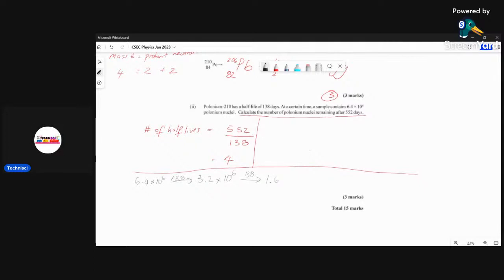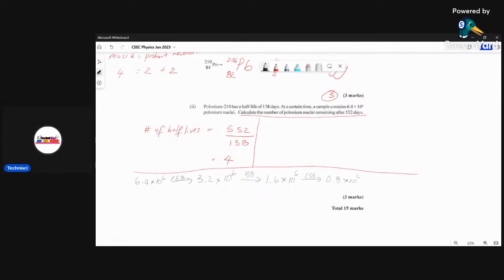1.6 times 10 to the 6. Another half-life. Remember, we are going for 4 half-lives. So that's 1, 2, 3 half-lives. 1.6 divided by 2 gives you 0.8 times 10 to the 6.